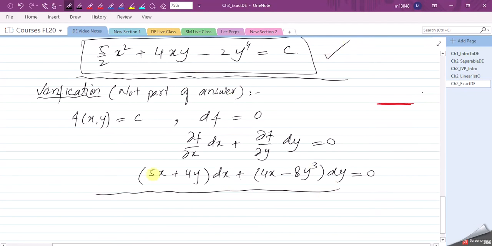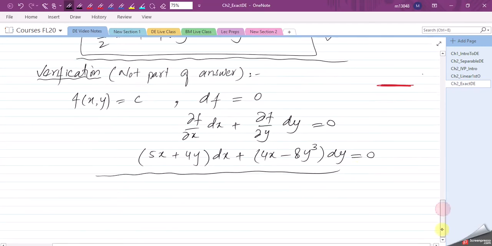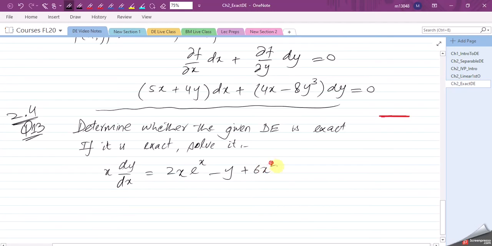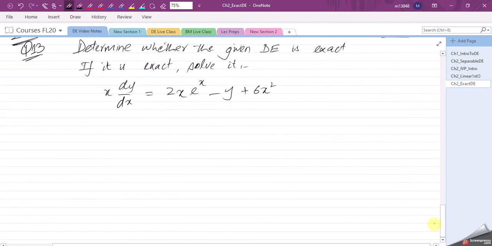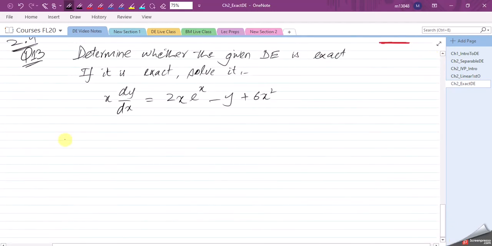You don't need to do this in the exam. It's just in case you want to verify or check your answer, then you can do this step in the rough work. Let's try one more. We have to solve this equation using the exact approach.